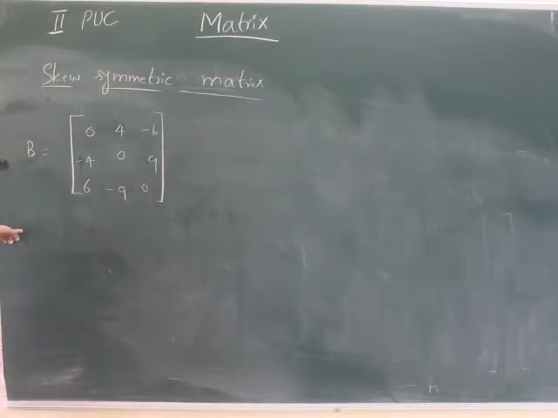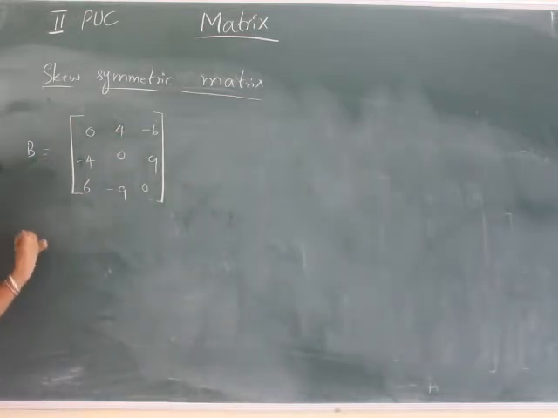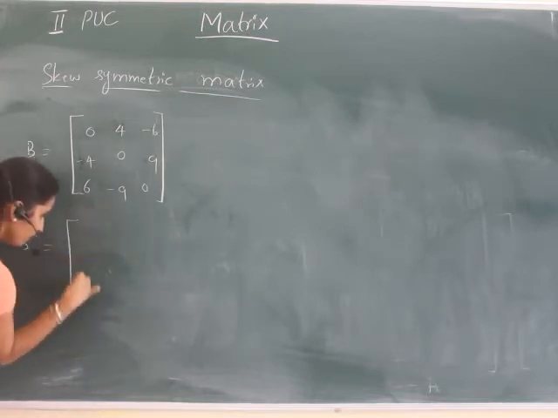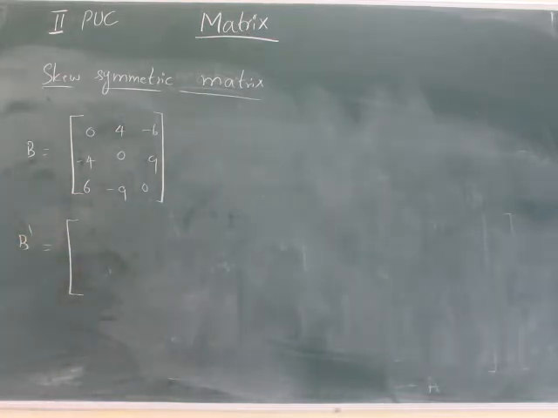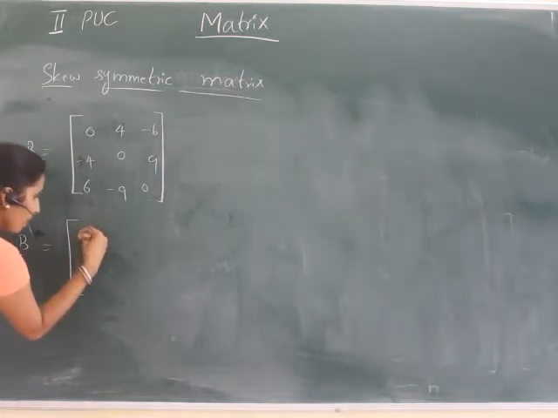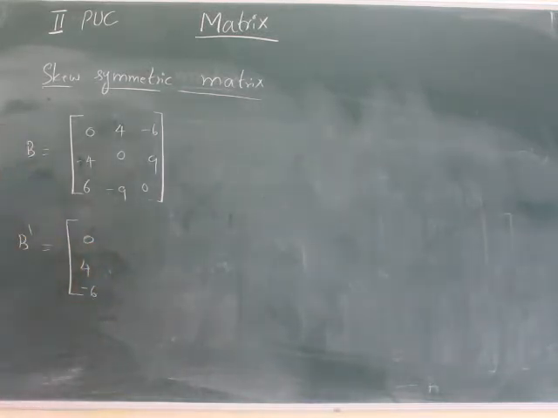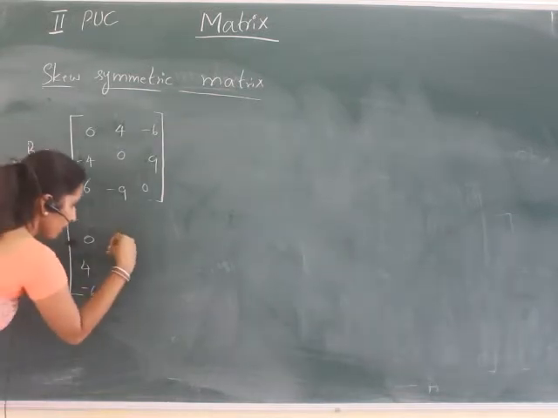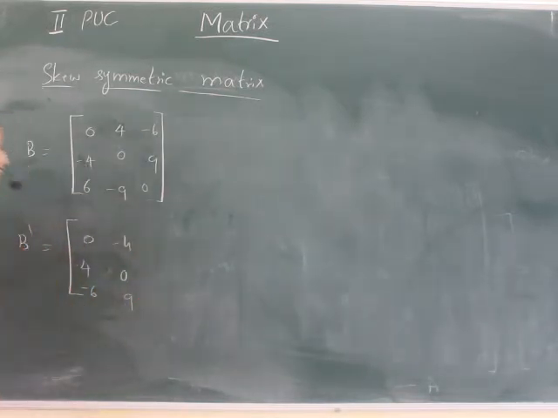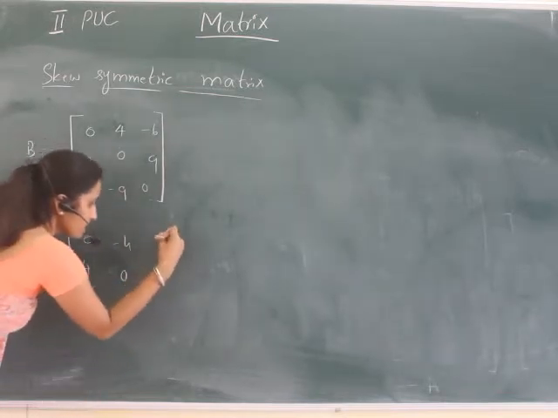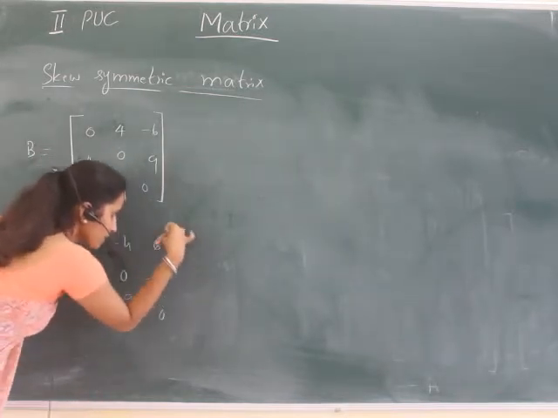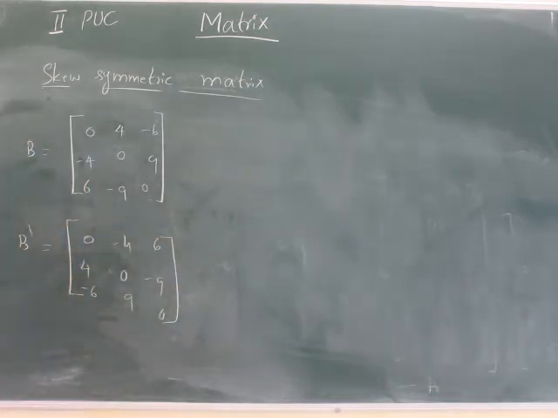How to show it is a skew symmetric matrix? First we have to write what B transpose is, by interchanging rows and columns. B transpose is equal to, interchanging rows and columns, first row becomes first column: 0, 4, minus 6; minus 4, 0, 9; 6, minus 9, 0. So this is the transpose of the given matrix.